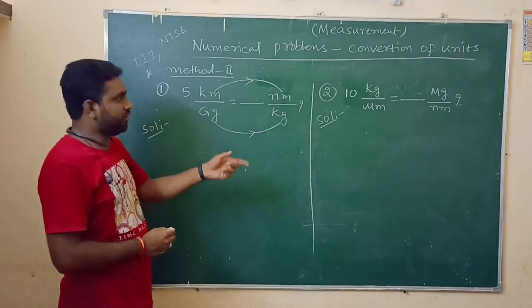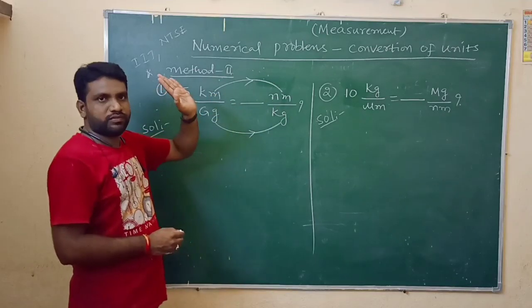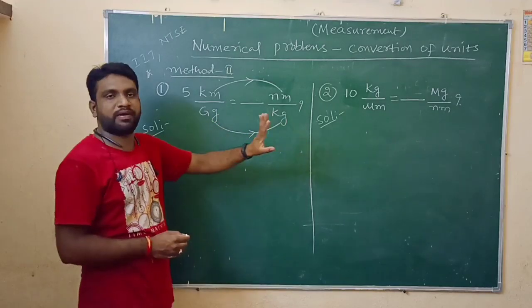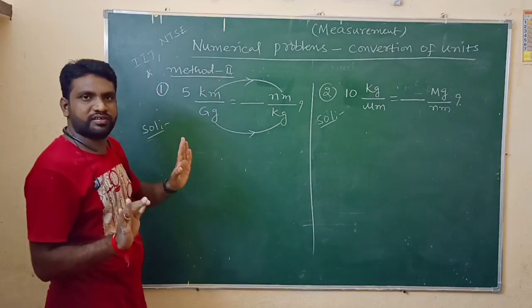Like method 1, from method 1 we have to convert kilometers to nanometers. Again with the help of method 1, we need to convert gigagram to kilograms. We need to do that separately. Afterwards we need to find the ratio, then we will get the answer. That's it. Okay, that is the difference.